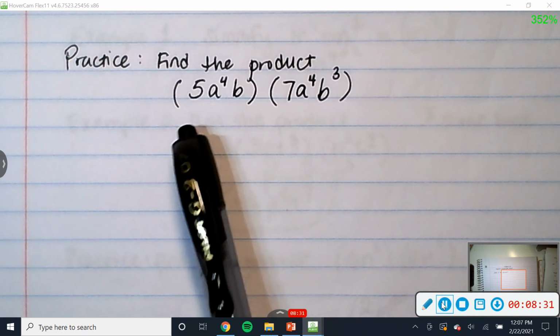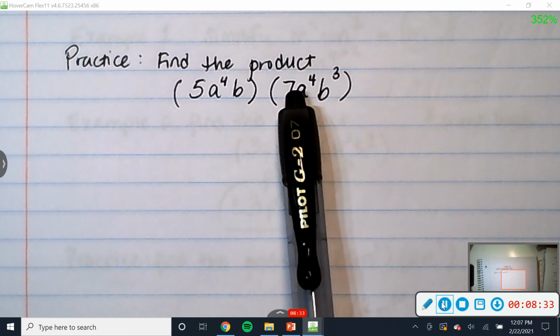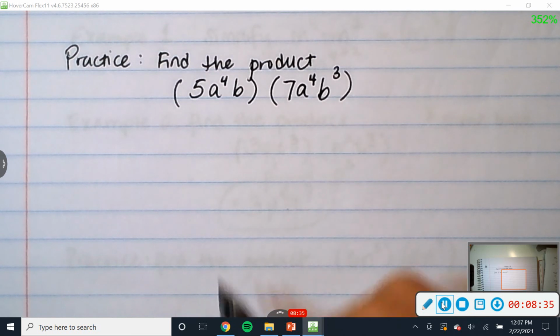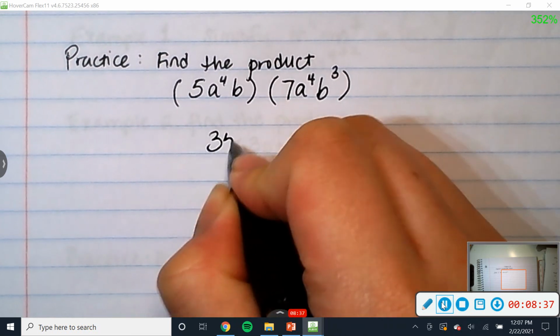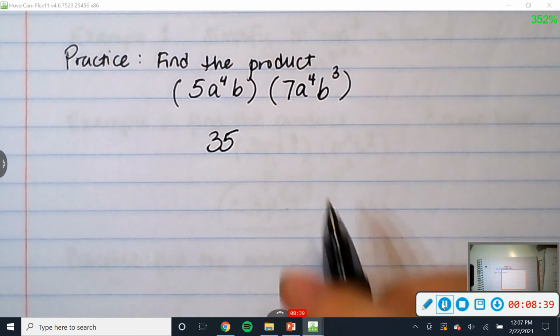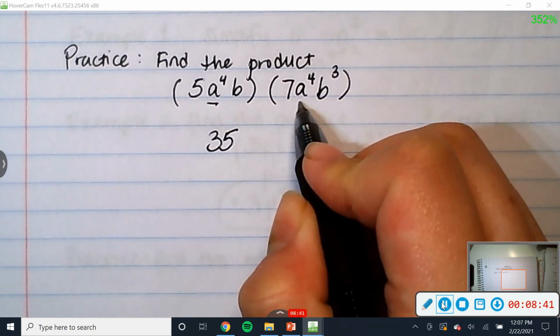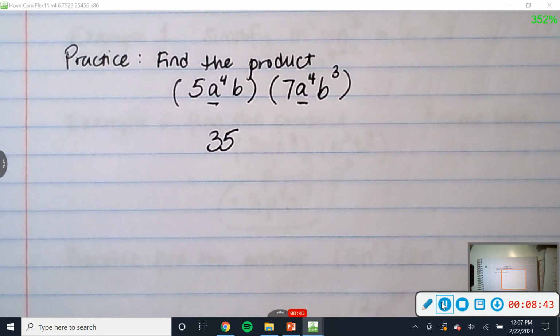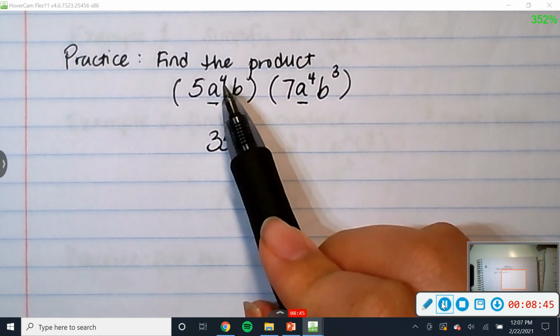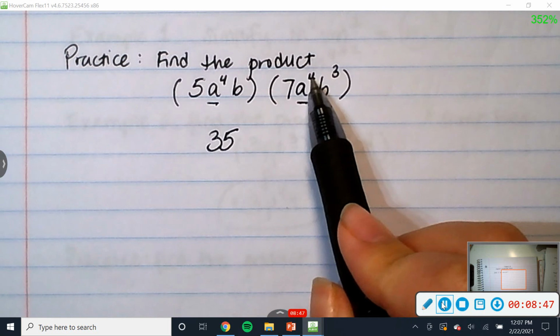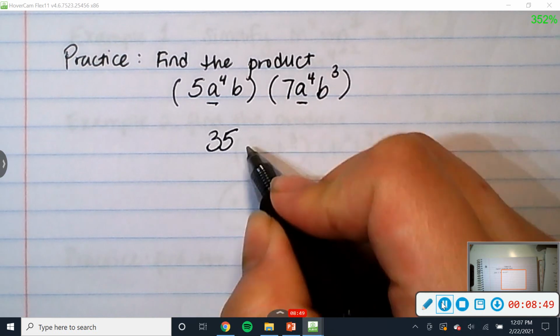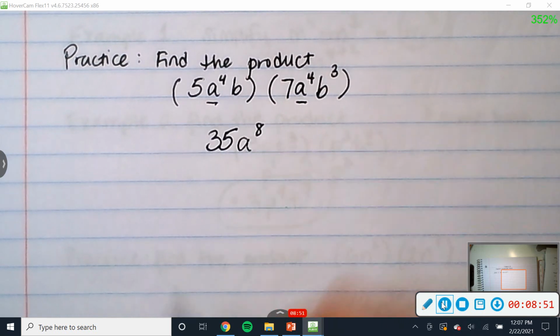If you solved it correctly, first thing we could multiply the numbers in front, the coefficients. So 5 times 7 is 35. Next, focus on each variable. So we have a here and an a over here. So adding together our exponents, 4 plus 4, we have a to the 8th power.